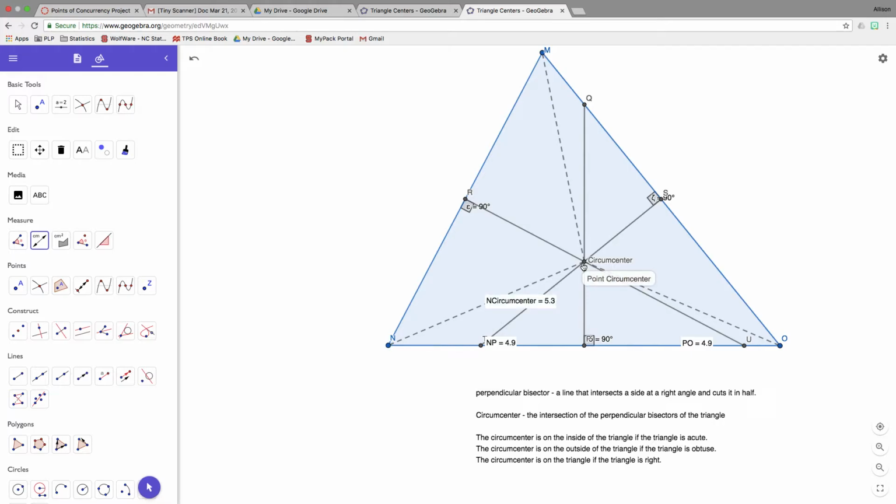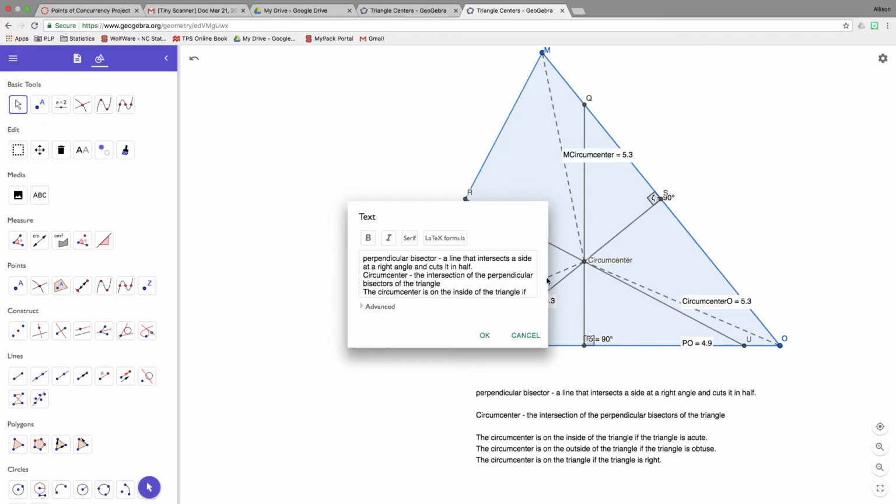Mine was 5.3, my first one. Then M to circumcenter, interesting, 5.3. Circumcenter to O, 5.3, very interesting. Yay, mine are all set. Did y'all get that part? So what am I trying to say? The circumcenter to a vertex is all the same. Very good. So we can use a fancy word. Add this to your notes and we're done.